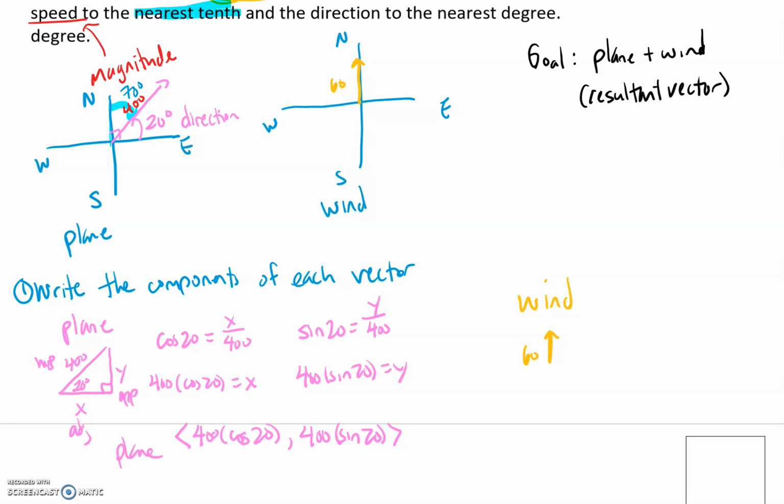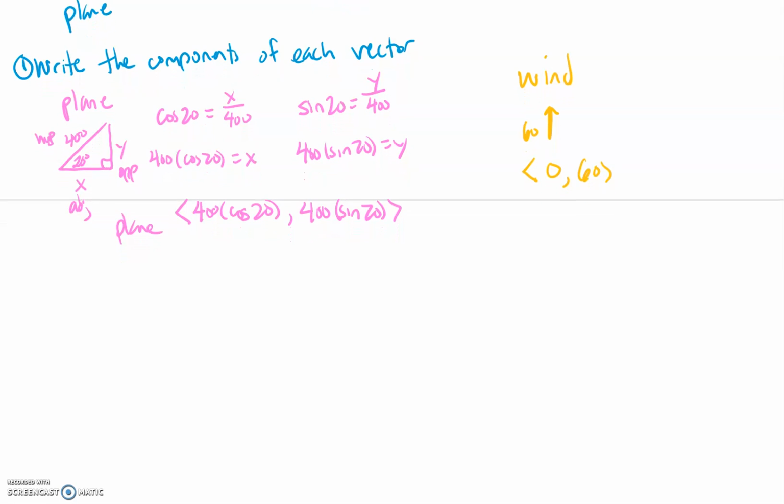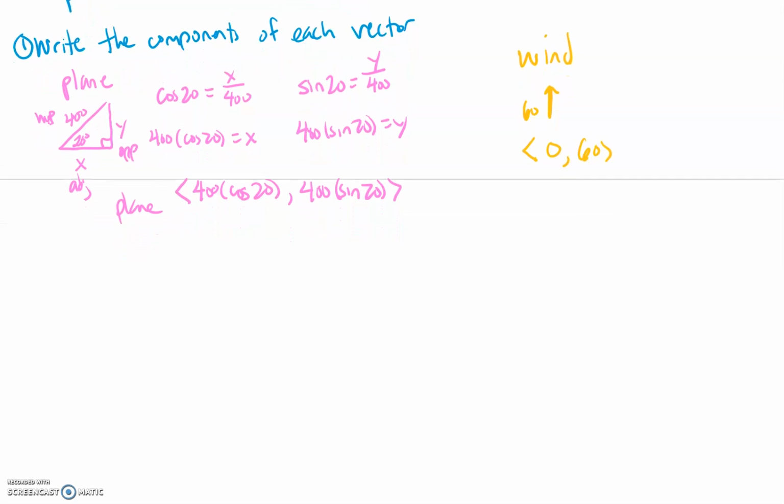So this change in x is 0. And y just goes straight up 60, so those components are super easy: 0, 60. So once we get the two separate vectors, remember our goal here is to find the resultant vector. So I'm just going to go ahead and add my two vectors.